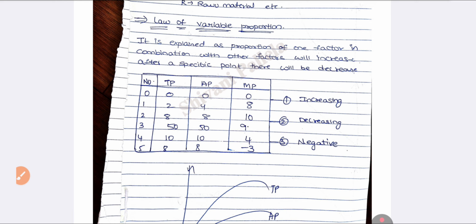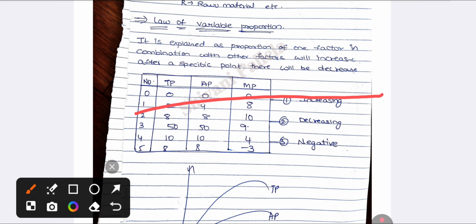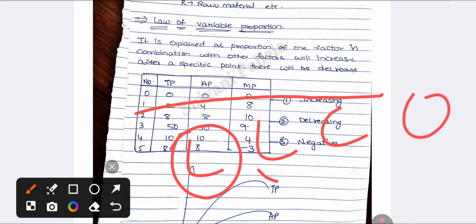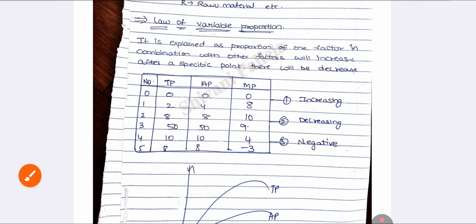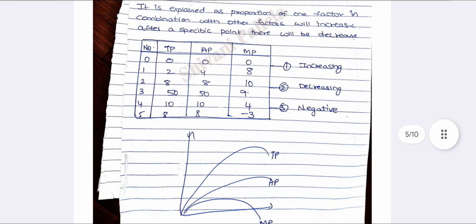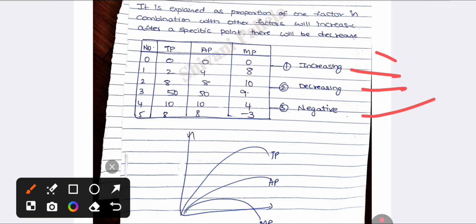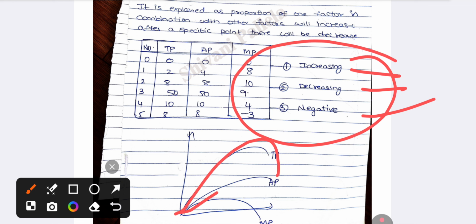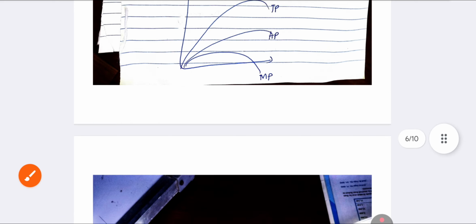If one factor is changing in an organization, automatically your output will change. For example, land, labor, capital, organization. If labor is changed, if land is changed, if capital is changed, automatically your output will also change, either high or low. So how many stages will it have? Increasing, decreasing and negative stage. 3 stages you will have. This is total product, this is AP, and this is MP, marginal product. This is the diagram, compulsory, you need to understand it.